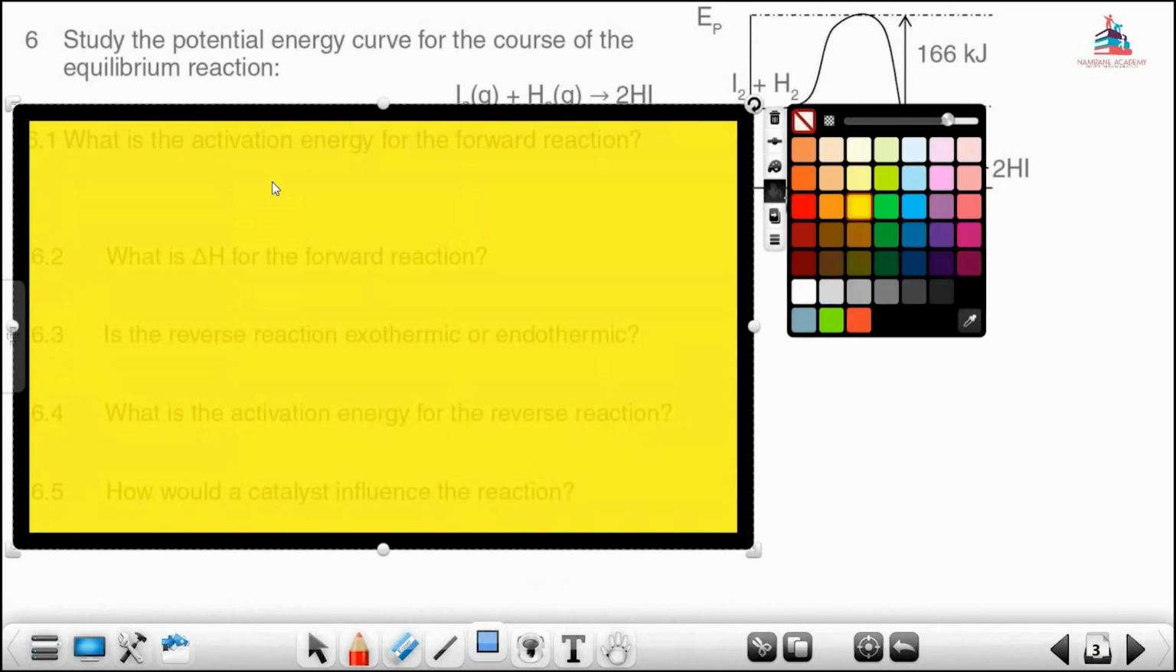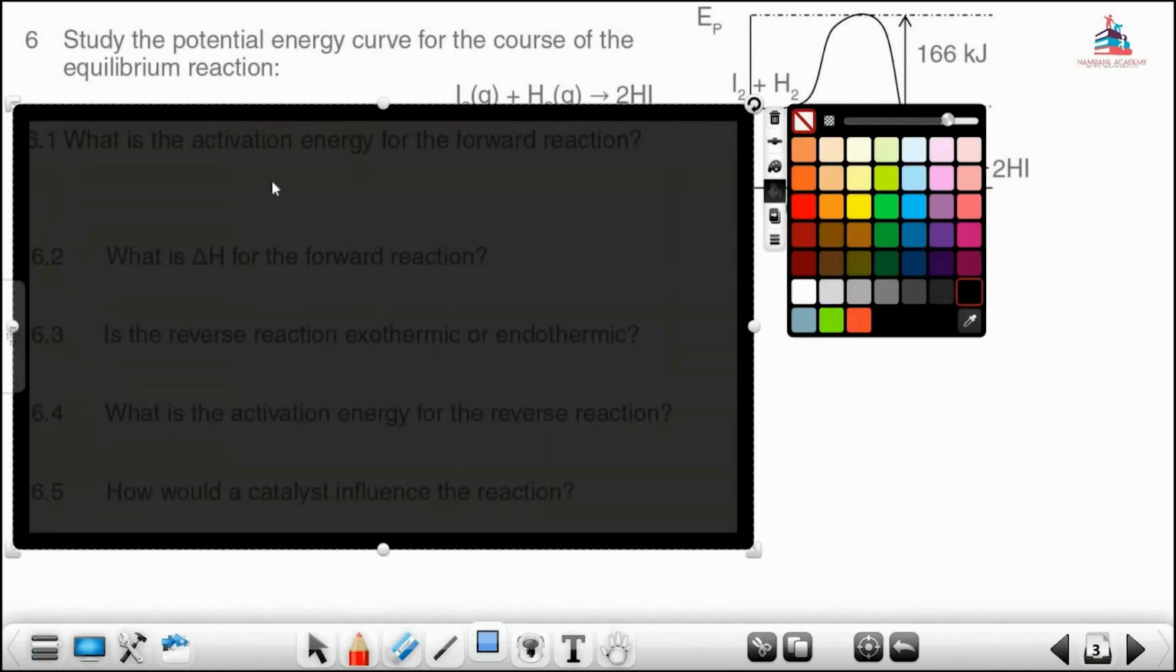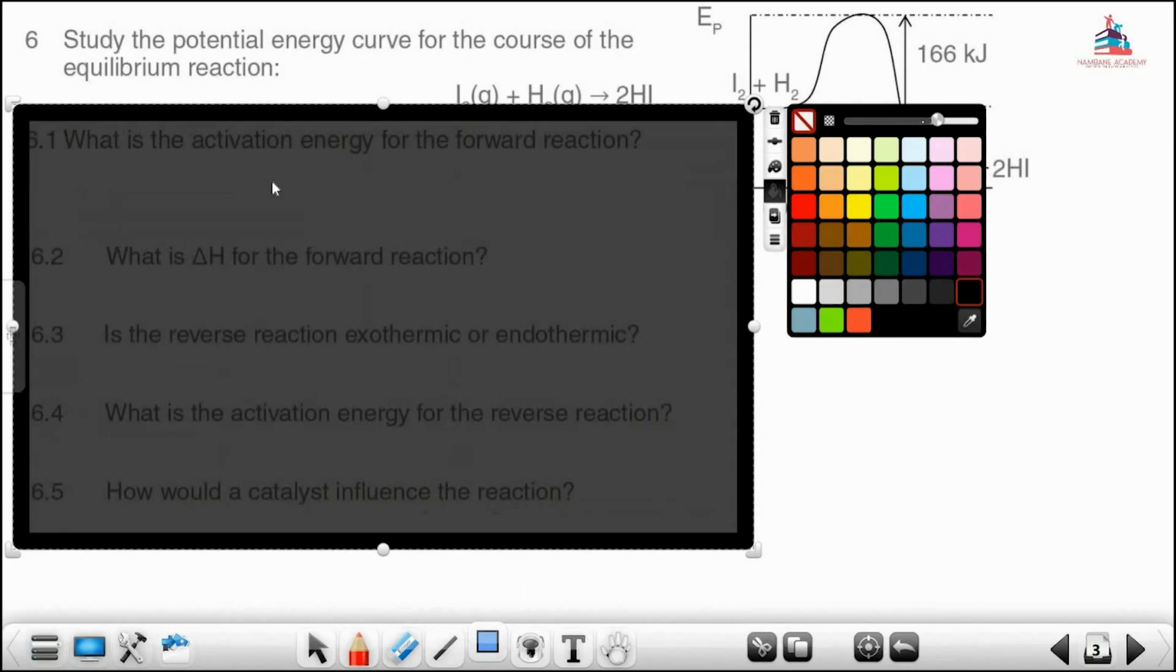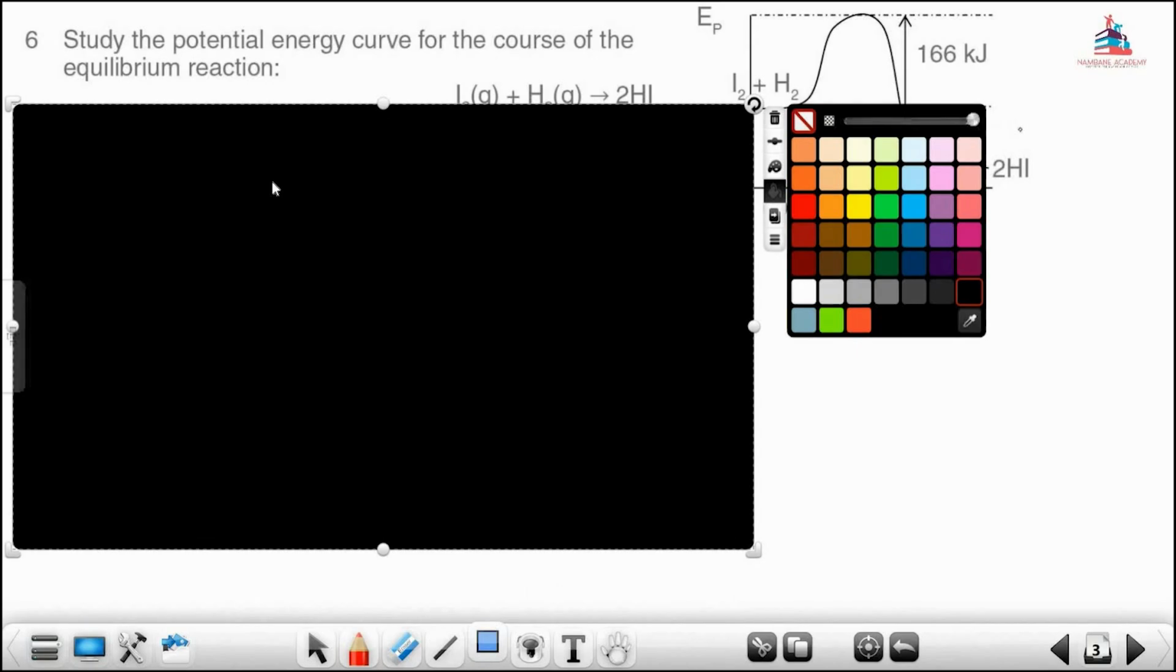Then I must just change the color to black. But you guys can still see. Let's see. It's not nice and beautiful.